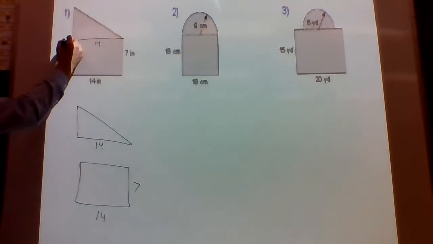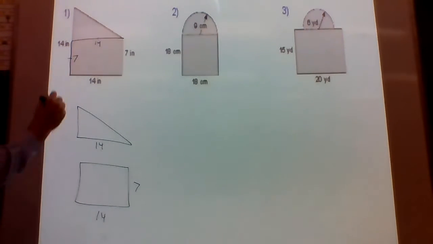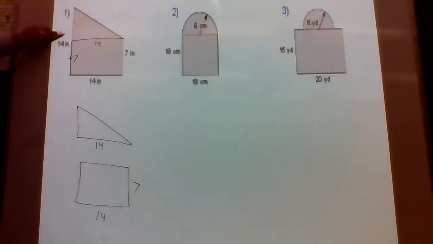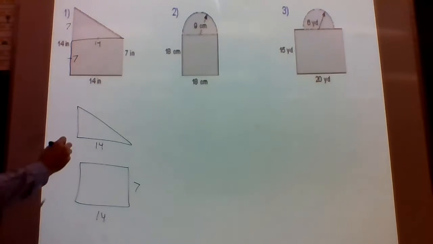We know this length right here is going to be 7 as well. So if the whole thing is 14 and this piece is 7, then this upper piece is also going to be 7, right? 14 is the whole thing, so 14 minus 7 gives us 7. So we know the height of our triangle is 7. Step 1 was to identify the components, the rectangle and the triangle. We've done that and we found the dimensions.